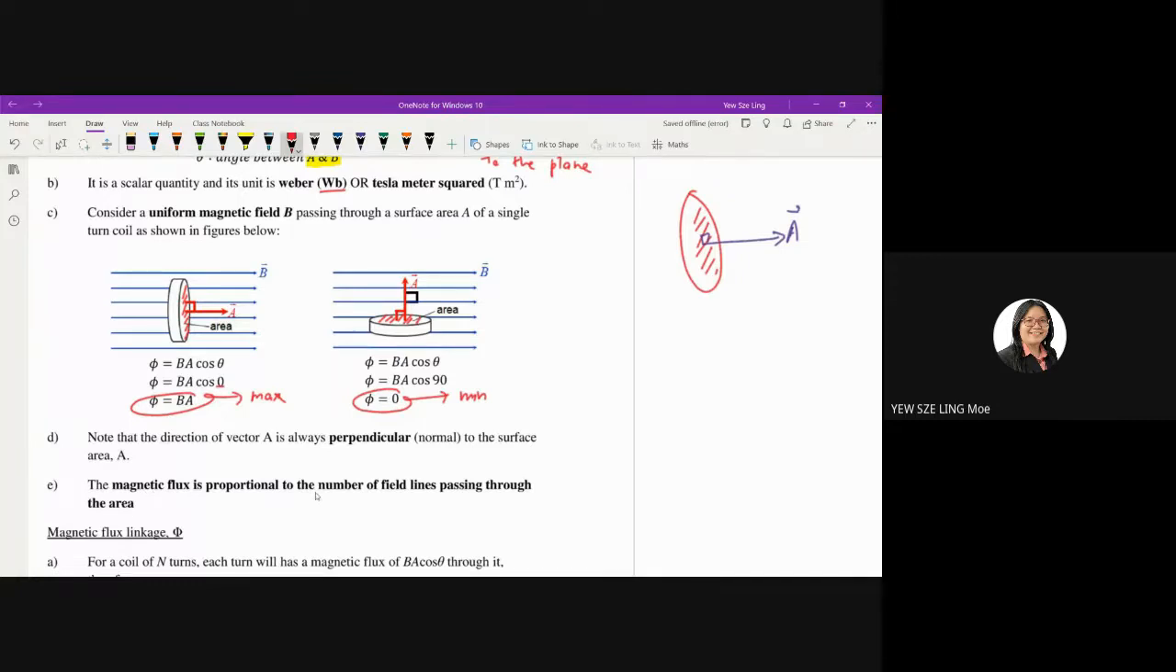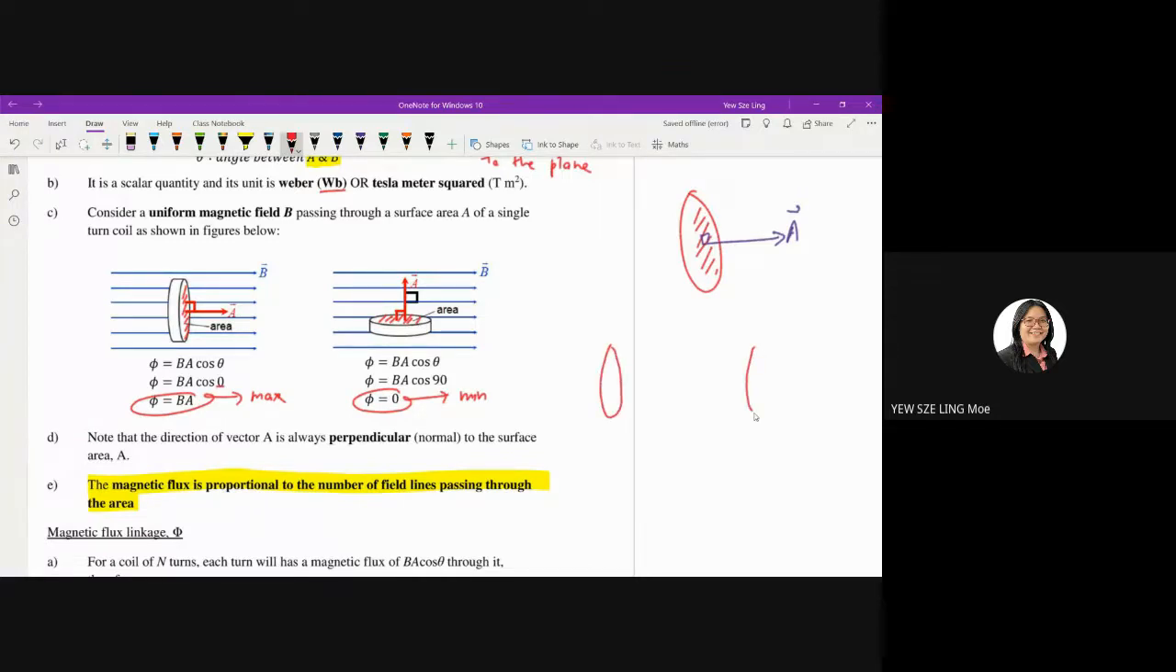And the magnetic flux is proportional to the number of lines passing through the area. So what does it mean? How do we know whether a coil experiences a large magnetic flux or a small magnetic flux? You look at the number of lines that pass through the surface area, the cross-sectional area.